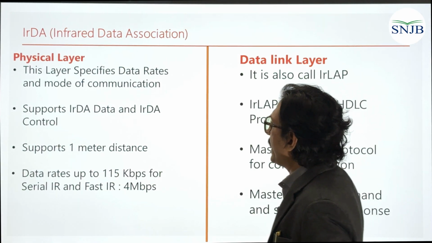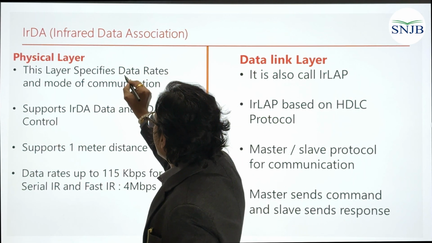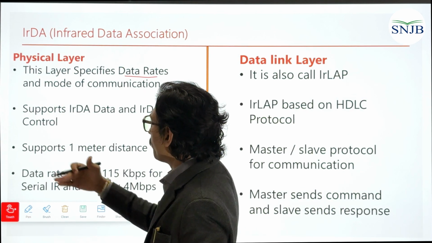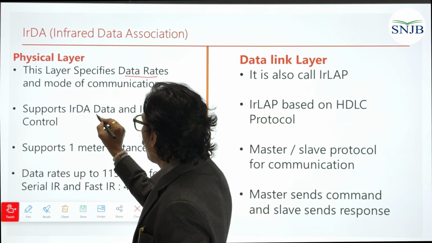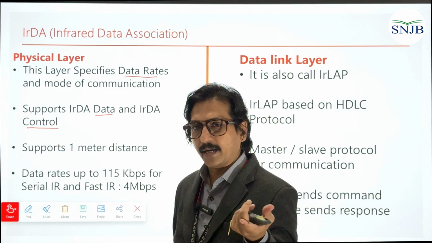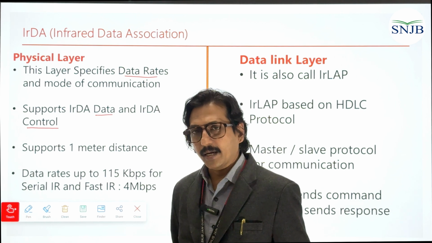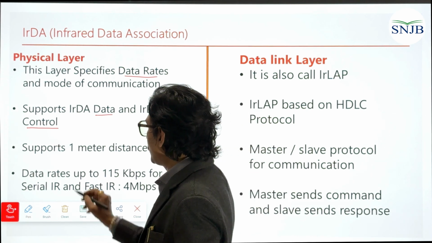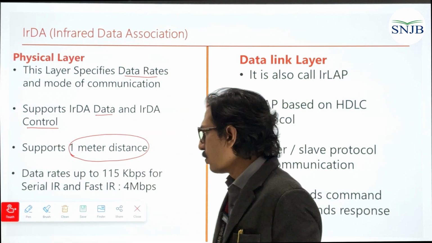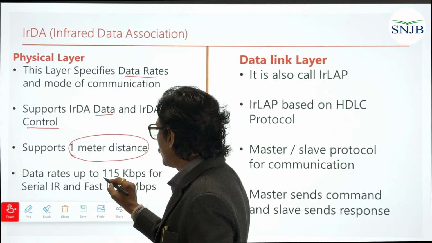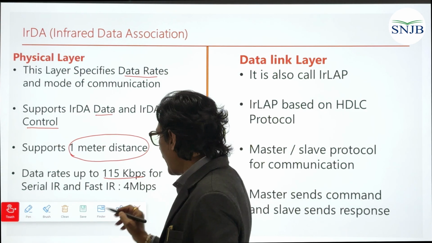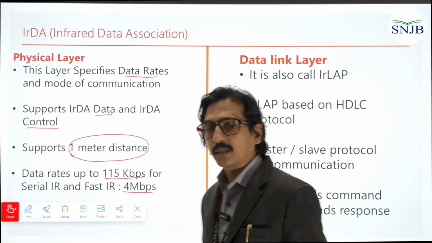As far as the physical layer is concerned, it is responsible for a variety of data rates and modes of communication. It supports both data and control. Changing the channel is data, and decreasing the volume is control. It supports only 1 meter of distance. This is the drawback of IrDA. The data rate varies from 115 kbps for serial IR, but for fast IR it is up to 4 megabits per second.